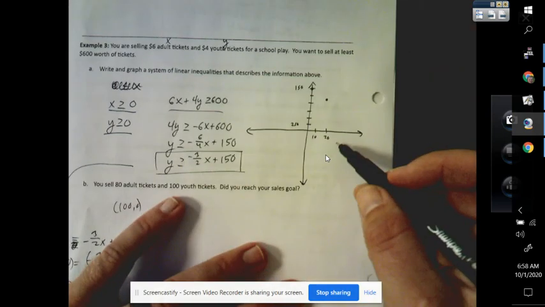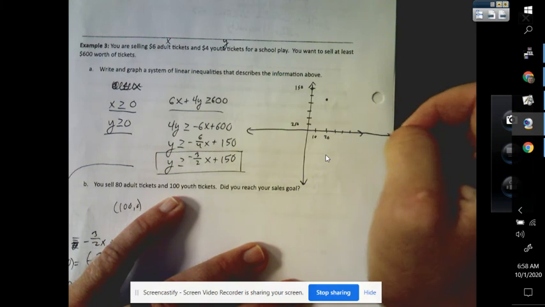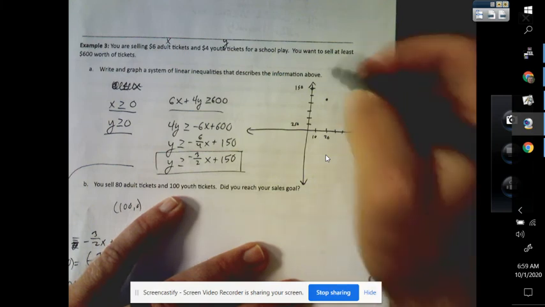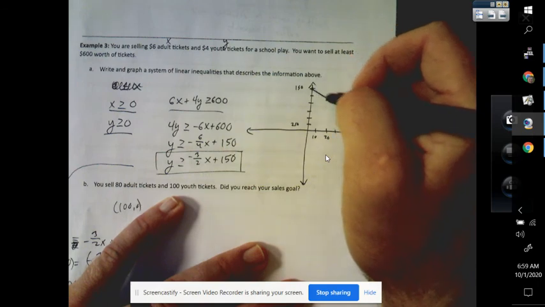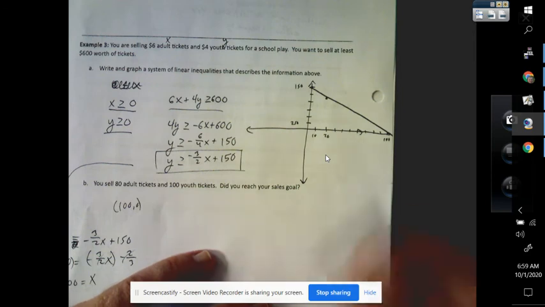So if I come back down to my graph, 10, 20, 30, 40, 50, 60, 70, 80, 90, 100. Boom. Okay.